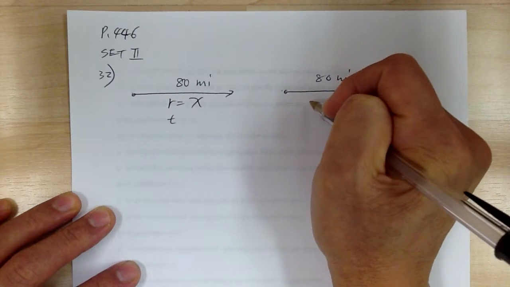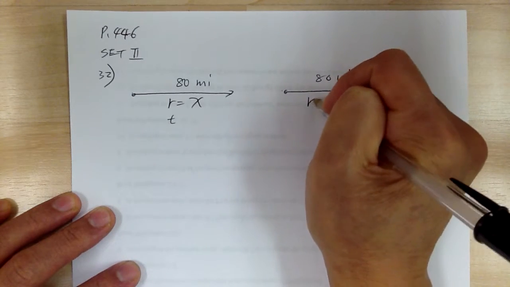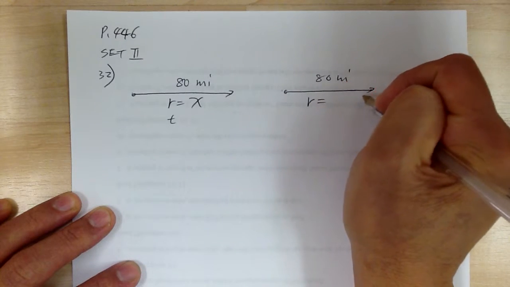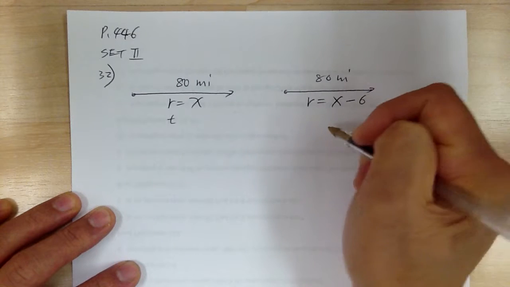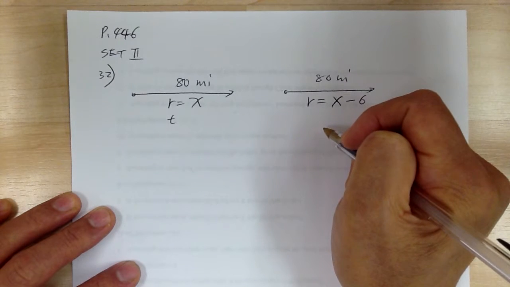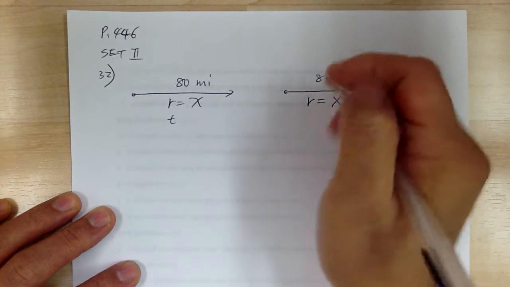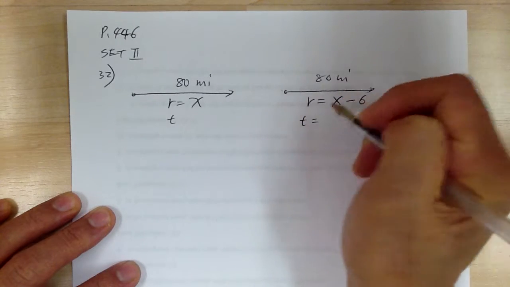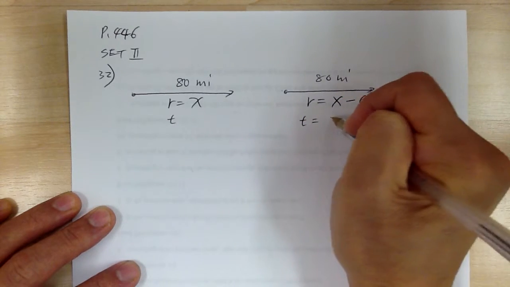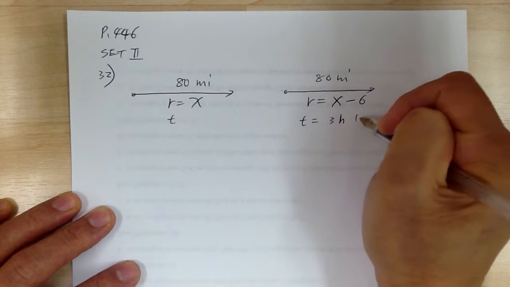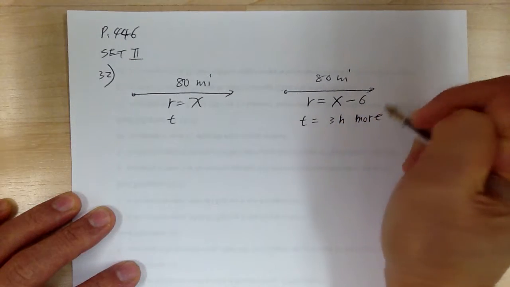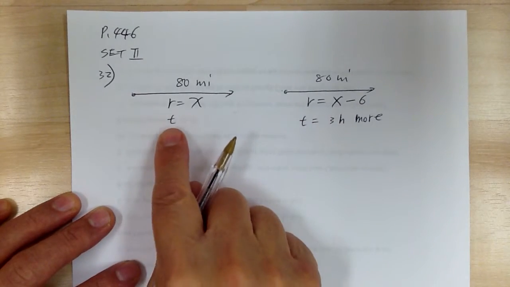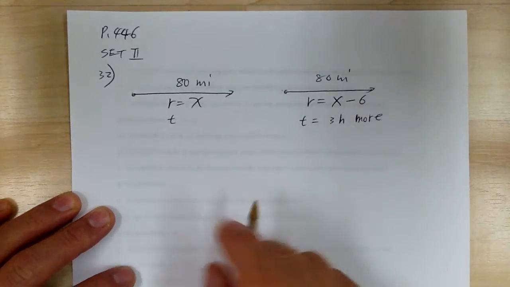if the rate is 6 miles per hour slower, so 6 miles per hour slower, that's that, right? And the time was 3 hours longer. So time will equal 3 hours longer. 3 hours more, right? So keep that information on the side for now, okay? So this will be time and this will be 3 hours longer.